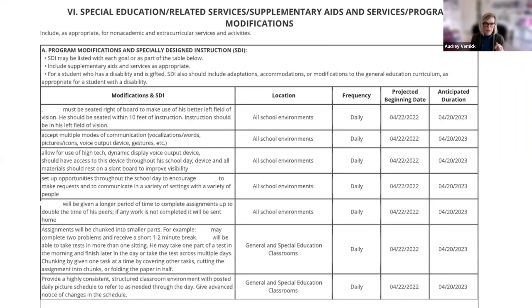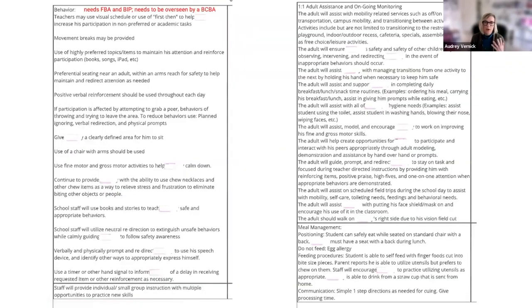I'm not going to read through all of them. You will get the slides afterwards. But this gives you an idea of all the different types of accommodations that might be in place. There's quite a lot here. I don't even think I put all of them in.